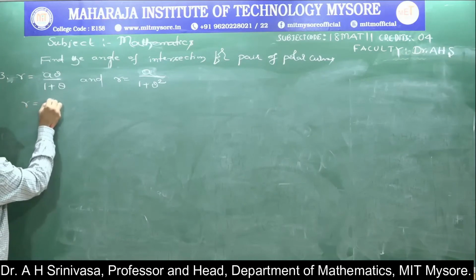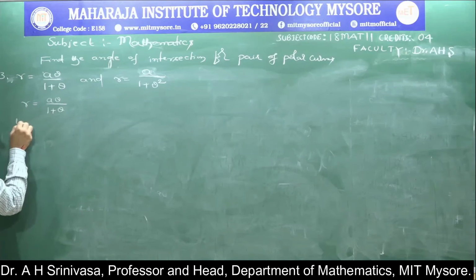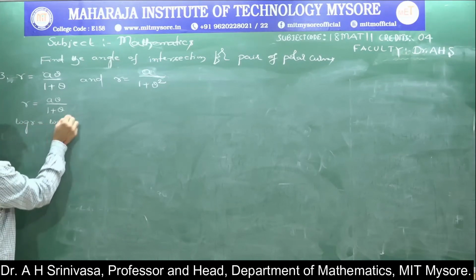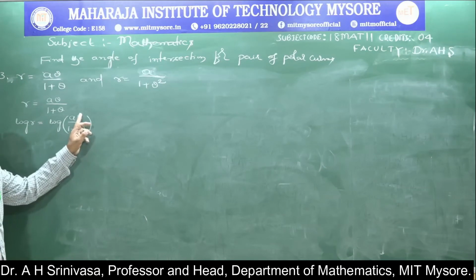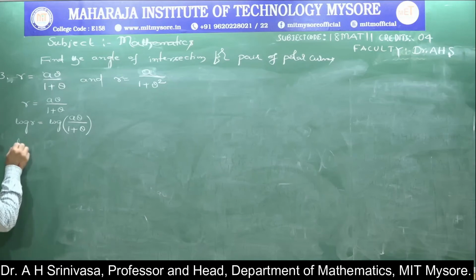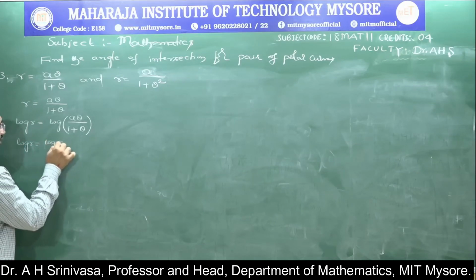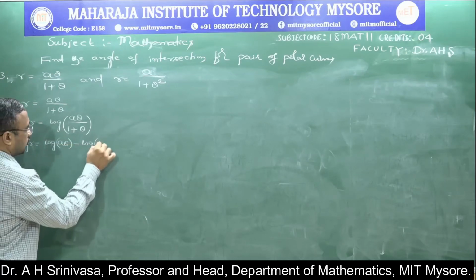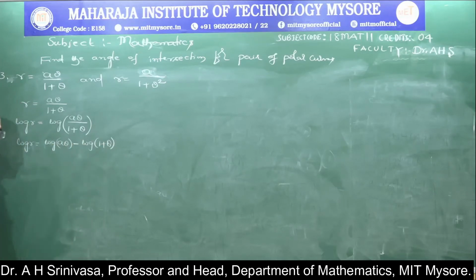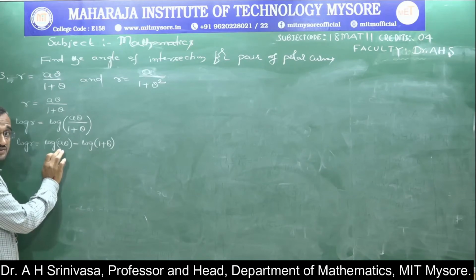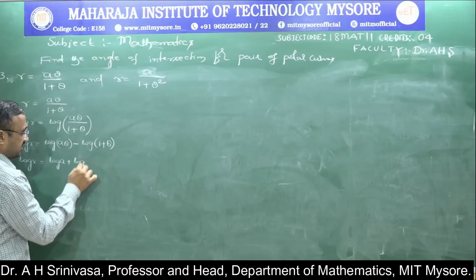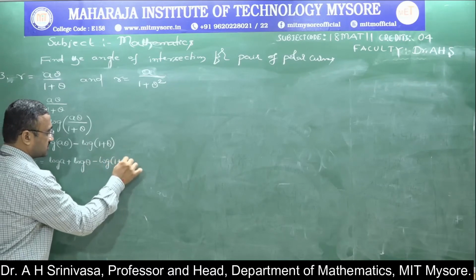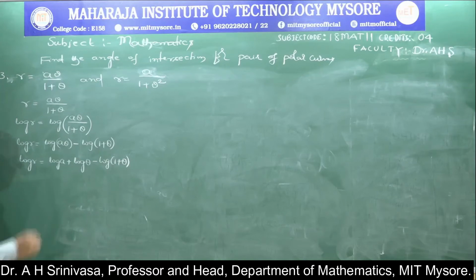Again you are taking r equal to a theta divided by 1 plus theta, taking log on both sides. Log r equal to logarithm of a theta divided by 1 plus theta. Now use the properties of log m by n, this is log m minus log n. Log r equal to log of a theta, then minus logarithm of 1 plus theta. Okay. Now again one more property is there, logarithm of a product of two functions. Again you apply the logarithm property, this becomes log r equal to log a plus log theta minus logarithm of 1 plus theta. Okay. Now we have to differentiate this one.